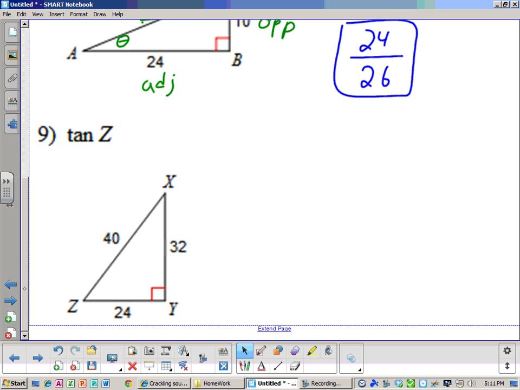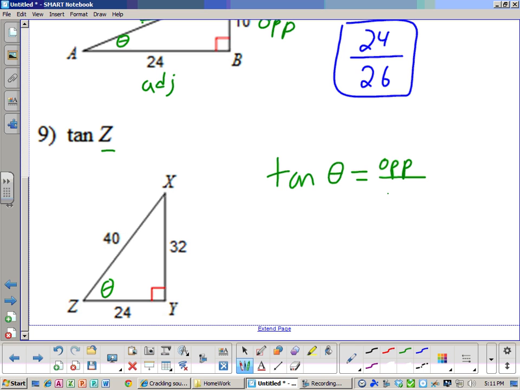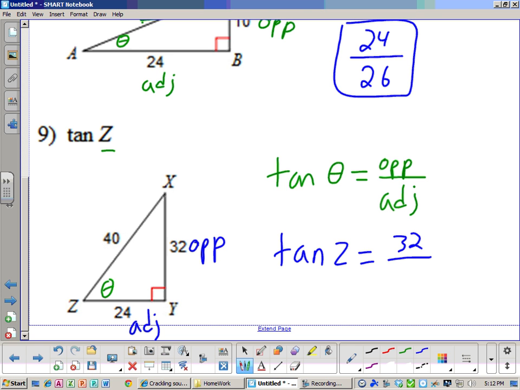Number 9. Tangent. The tan of some angle is equal to, well, let's see, the theta is at Z, right? So I'm going to do tan is SOHCAHTOA, TOA is opposite over adjacent. And identify those. This is my opposite. That's easily my adjacent. Very, very nice. Which comes out to be tangent of Z is then going to equal 32 over 24, because that's our opposite over our adjacent. Nicely done.